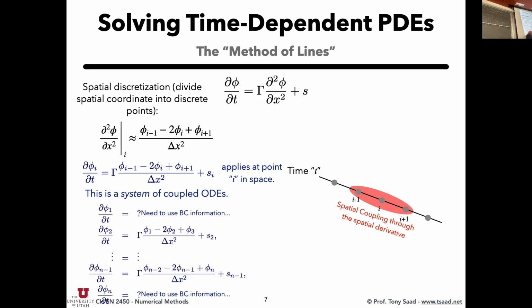At the first point, you have a boundary condition. At the first interior point, you have d phi 2 by dt equal gamma phi 1 minus 2 phi 2 plus phi 3 over delta x squared, and then so on. d phi 3 by dt is coupled to phi 2 and phi 4, and so on and so forth. So you have a system of coupled ODEs now.